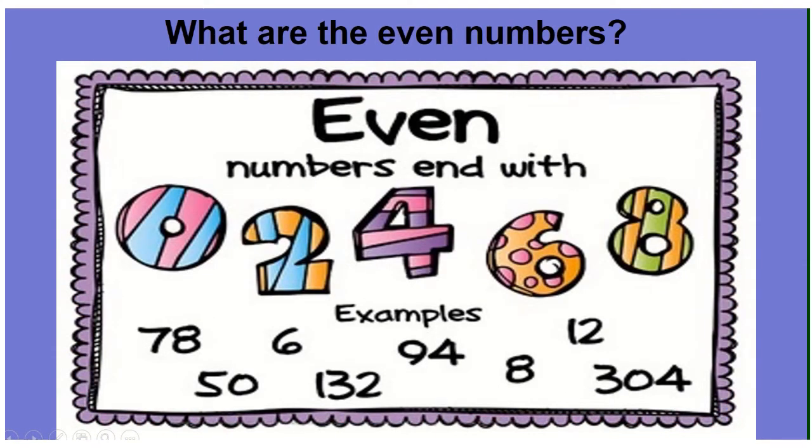Here are the even numbers. Numbers that end with 0, 2, 4, 6, and 8. Examples: 78, 50, 6, 132, 94, 8, 12, and 304. Now, can you think of your own examples of even numbers?